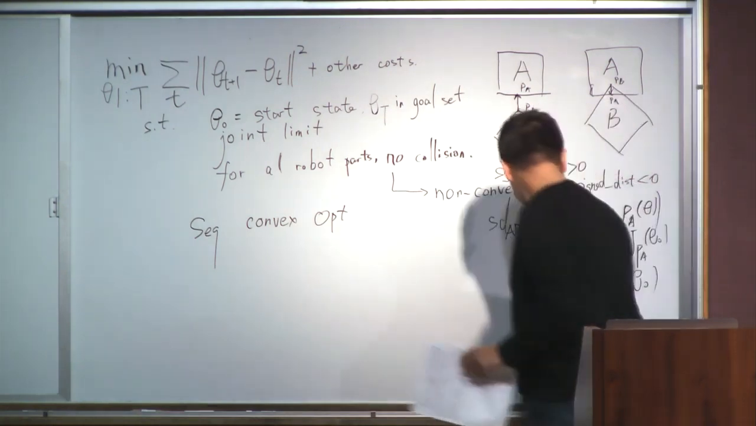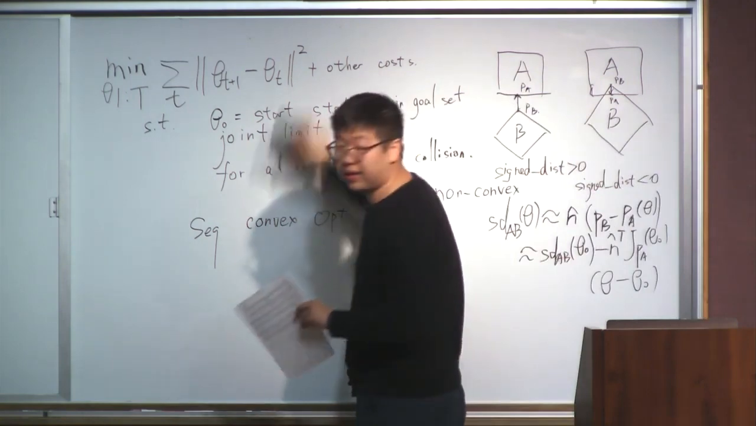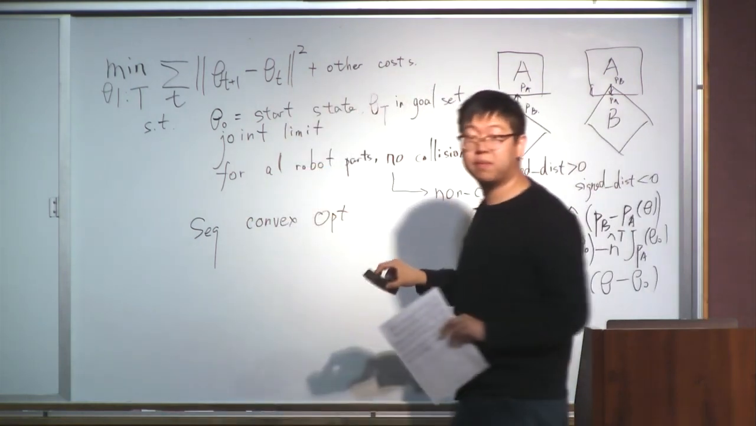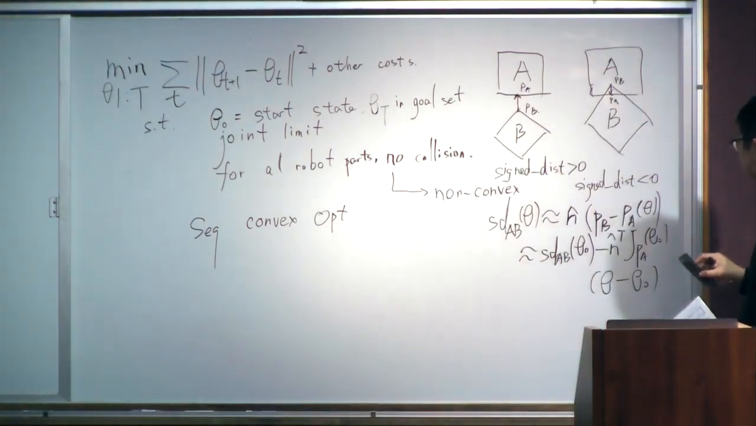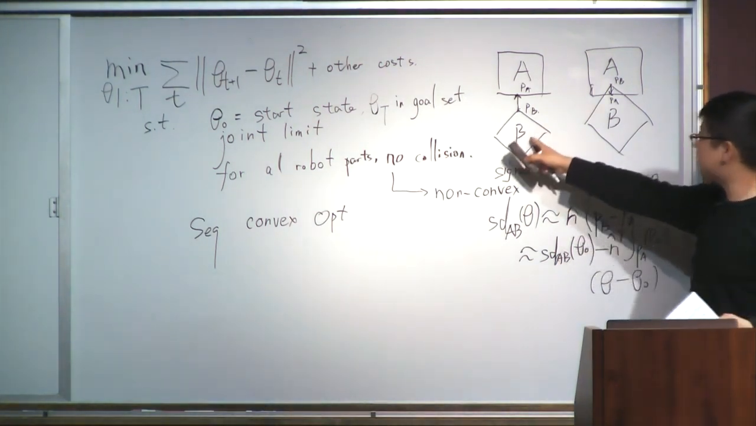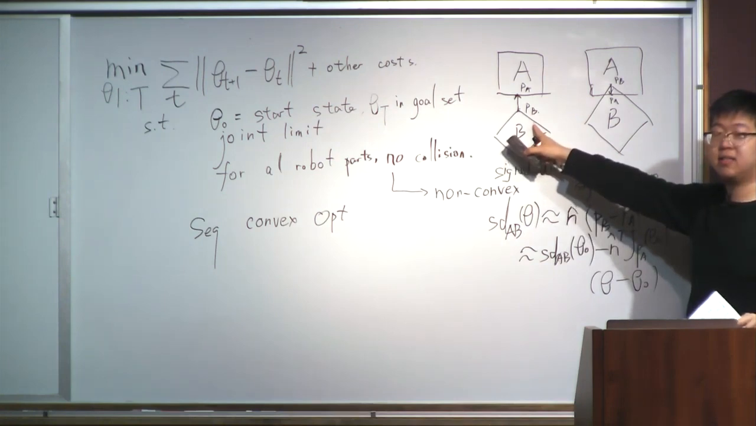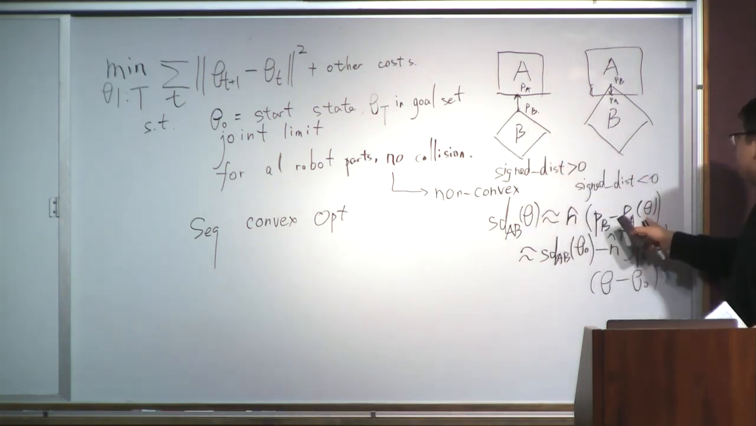Can I erase this part? Question: Can you explain P_B and P_A(theta) a little bit? Why is there a theta argument in P_A? Oh, you can imagine P_B is a fixed body, and P_A's position depends on theta. Theta is the configuration of A.